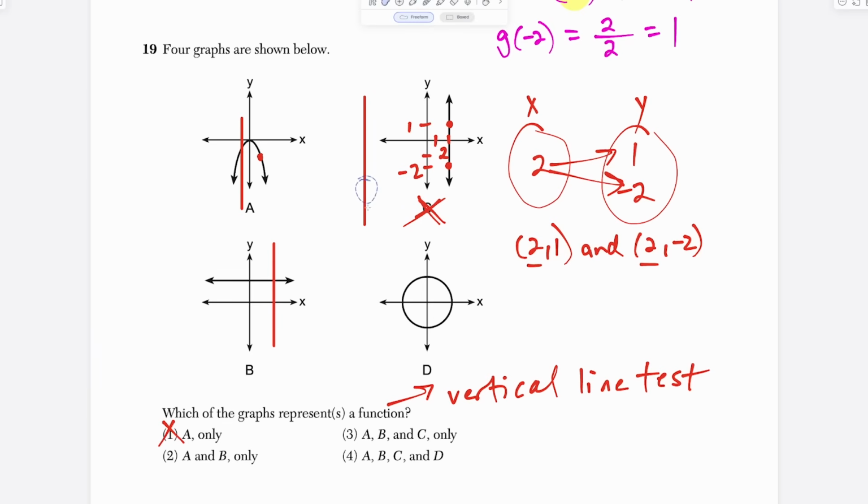And now if we look down here at this graph of the circle, if I were to draw a vertical line at this location, notice that the vertical line would hit the graph twice. Now, some students might say, wait a minute, if I draw my vertical line over here, then it doesn't touch the graph at all. So is it a function? But the goal isn't to avoid hitting the graph twice. If there's any vertical line you could draw that touches the graph twice, then that eliminates that graph as being a function. So now D is out as well. So we just have A and B only. Choice 2 is our answer.